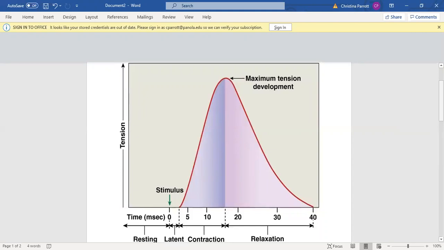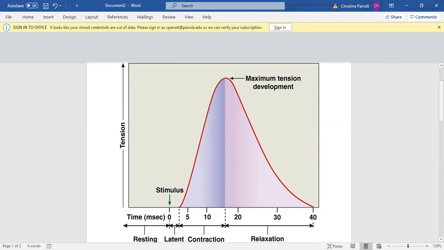So now let's talk about the different parts of a twitch. Okay, so you'll see at the beginning you have a resting phase. During this resting phase, your muscle is just vegging out. It's like you sitting on the couch. There's really nothing much happening there. Your muscle is completely relaxed or resting at this phase. So in the resting phase, there is nothing going on.